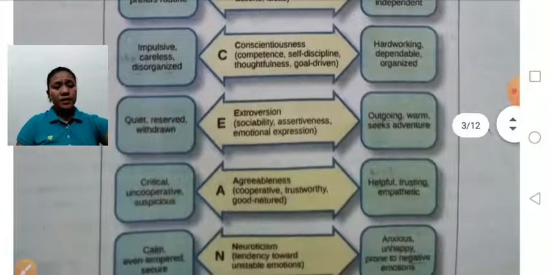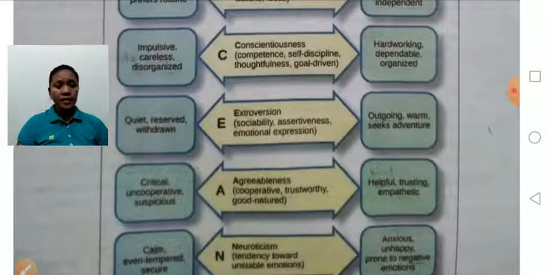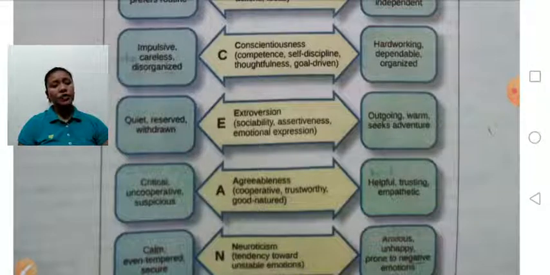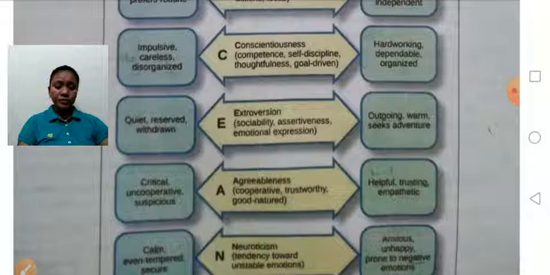Next is agreeableness. Those who are agreeable are helpful and trusting in nature. They are warm, trusting, helpful, and easygoing. And those who are not agreeable are critical and uncooperative. They do not cooperate with others. They are uncooperative, cold, argumentative, and unfavorable.